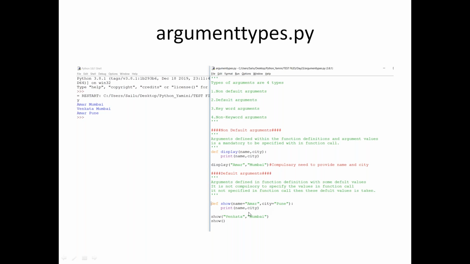In case the user forgot to enter some name, the system automatically takes the default values. Now I'm calling the function show in brackets Venkat comma Mumbai. So when I enter Venkat comma Mumbai, Venkat and Mumbai take superiority, and Venkat and Mumbai will be updated in your outcome. You can see it in the second line, left hand side, blue color. If I miss any one of the values, then it will go to the default arguments. If you just mention show without any values, the system automatically takes the default values like Amar and Pune and displays the outcome.